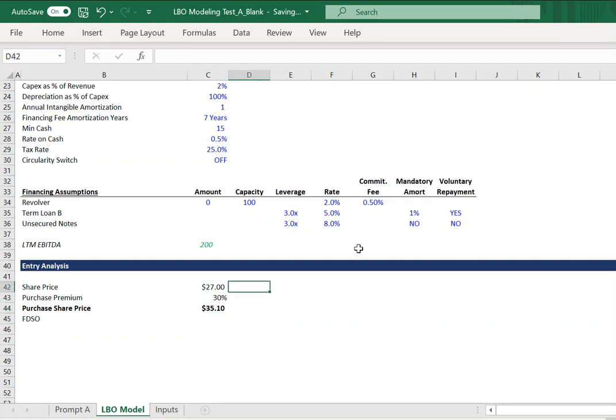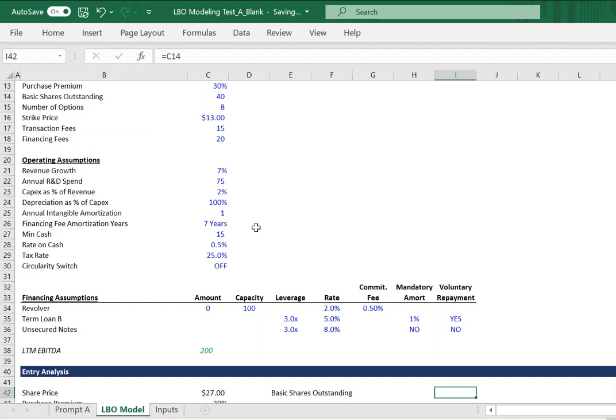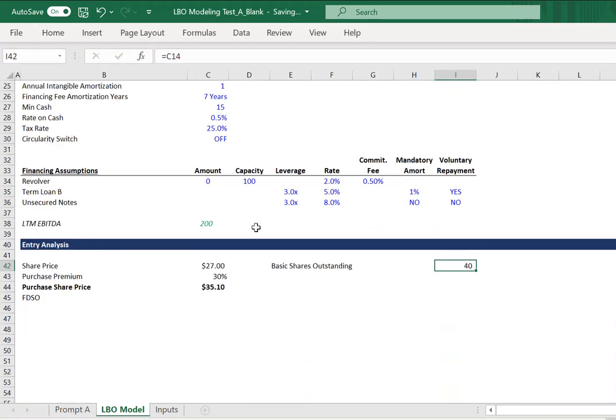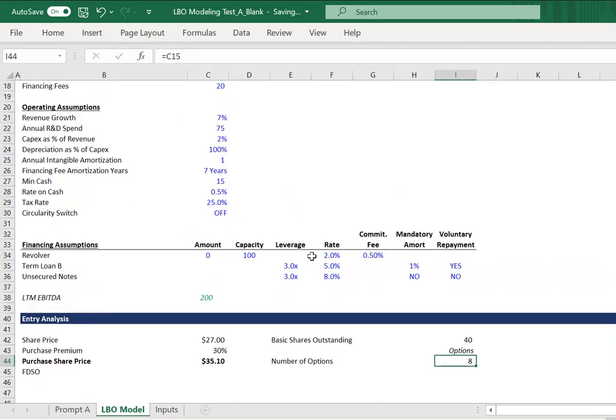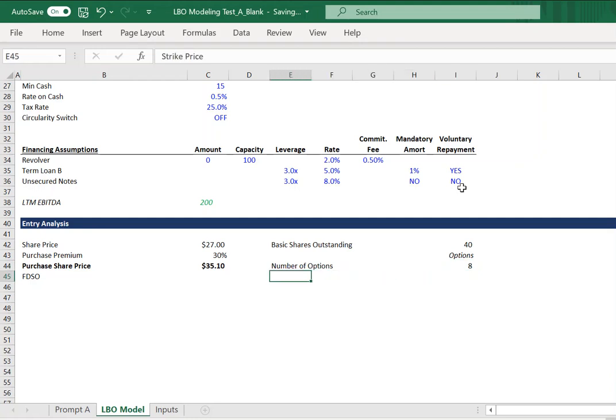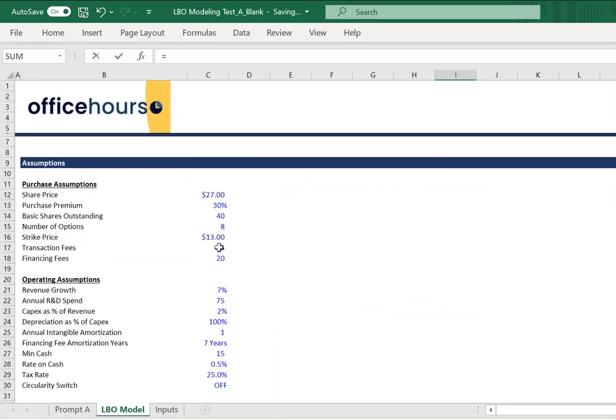using the treasury stock method. So let's go over here and calculate our FDSO. So our basic shares outstanding is 40. So we have 40 basic, just already issued, from the front cover of the 10K or 10Q, the number of shares. And then let's calculate our options. So we have 8 million options, which we know from the prompt. Our strike price is 13, which we also know from the prompt.